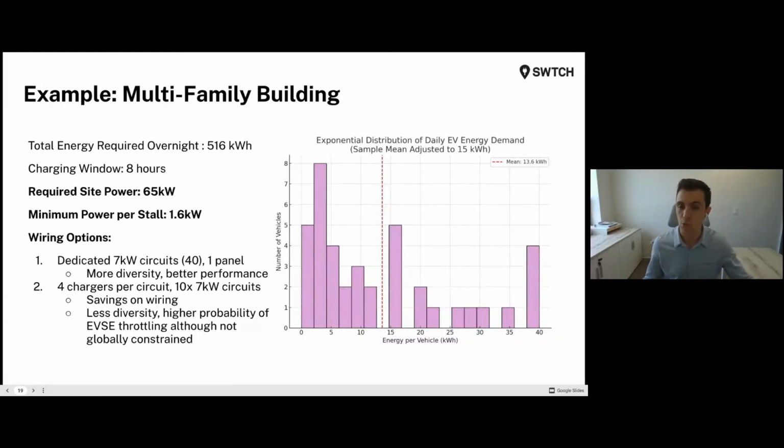But that being said, with a high diversity factor, we can expect load management to kick in and throttle down from 7 kilowatts, anywhere between 7 and 1.6 in this case. It's important to note that the chargers will not always charge at 1.6 kilowatts. It's a question I get a lot: why am I going to spend all this money just for 1.6 kilowatts per port? This is in a worst case scenario.